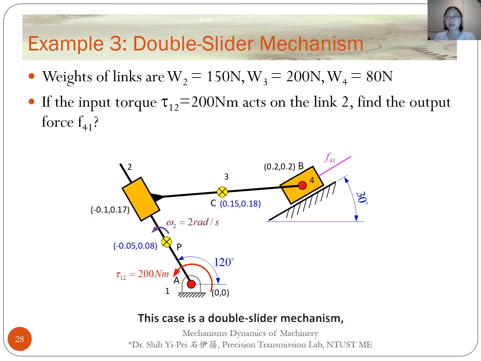This case is a double slider mechanism. Input torque 200 Newton meter is acting on link 2. Once again, the weights of links are considered. The input angular velocity omega 2 is 2 radians per second. This figure shows you the position of the mechanism for determining velocity of points. We need to find output force F41 acting on slider 4.